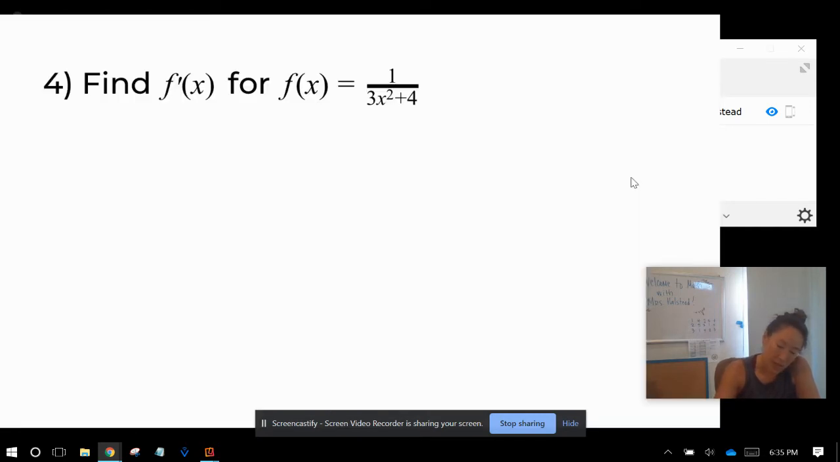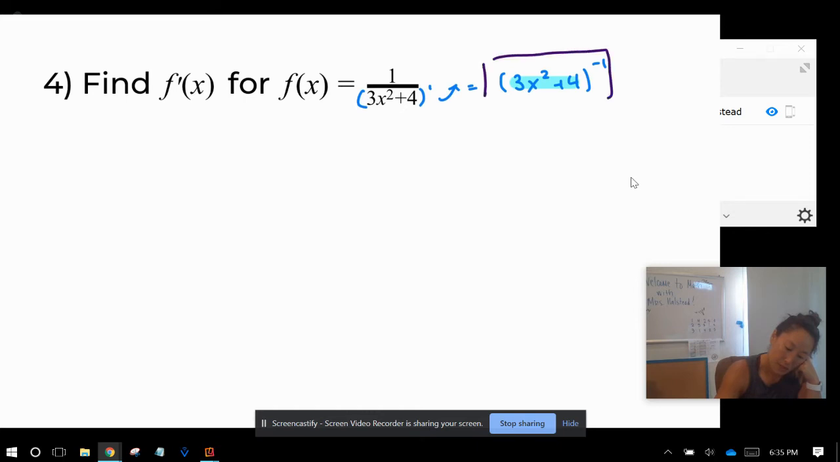Okay, let's go ahead and use the chain rule, and then we'll do it 2 ways, actually. So I'm going to use the chain rule. I'm going to take my denominator and move it to the top, giving me 3x squared plus 4 raised to the negative 1. The inside function is what's inside the parentheses, 3x squared plus 4. That's basically my u. And then the outside is the negative 1.